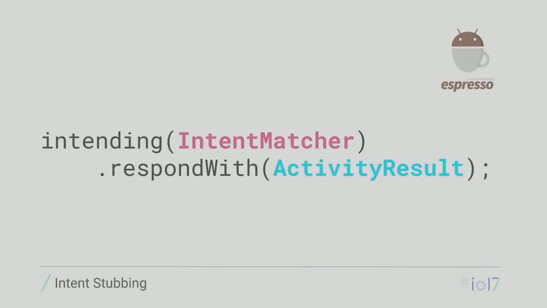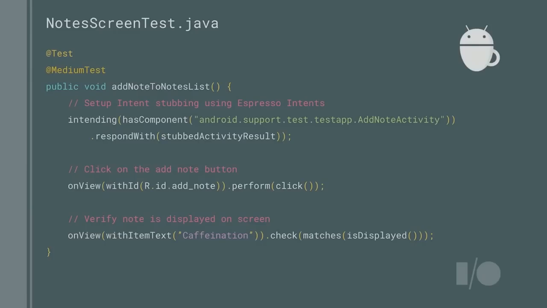OK, so let's use this API to write our first isolated test. In this test, you can see on the first line, we do exactly that. We intercept our intent, and we provide a stub version of our activity result. Now, on the second line, when we perform click, instead of starting a new activity, Espresso will intercept this intent and provide a stub activity result, which we can then use on the last line to verify that our UI was updated accordingly. Now we have an isolated test.